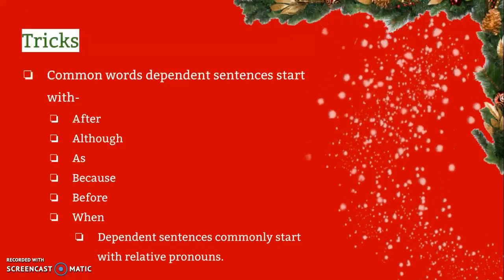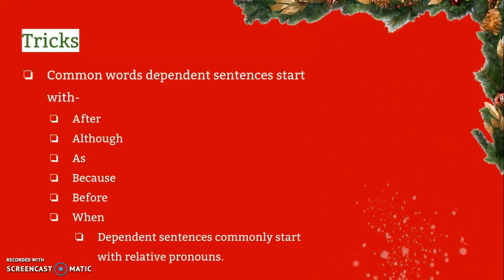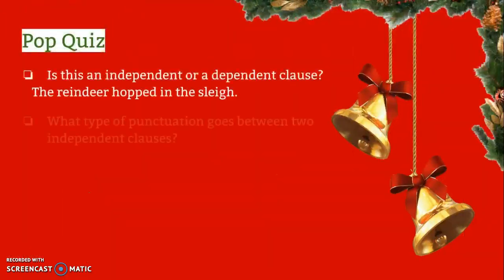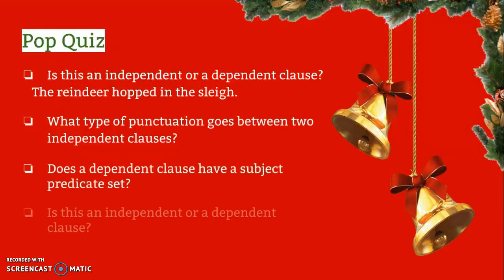Some tricks. Some common words they start with are after, although, as, before, and when, and dependent sentences commonly start with relative pronouns. Little pop quiz. Is this an independent or a dependent clause? The reindeer hopped in the sleigh. What type of punctuation goes between two independent clauses? Does a dependent clause have a subject-predicate set? And is this an independent or a dependent clause? Snow fell.